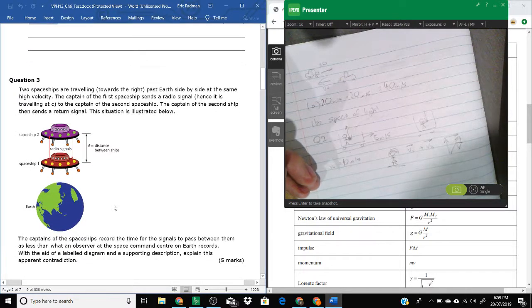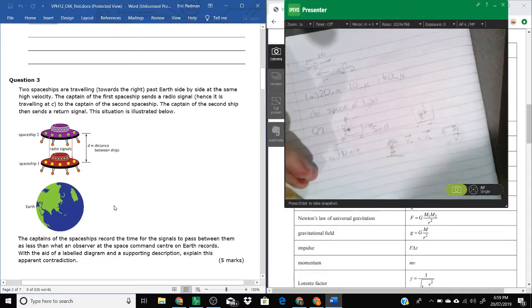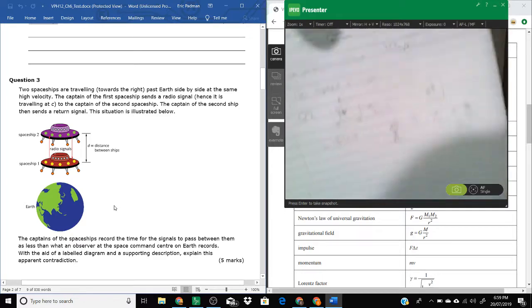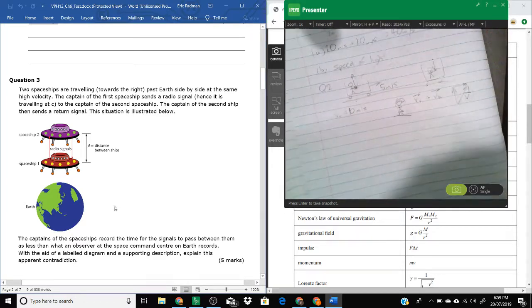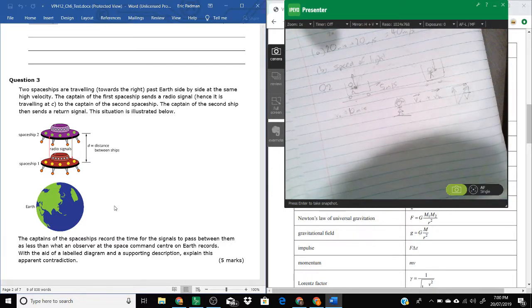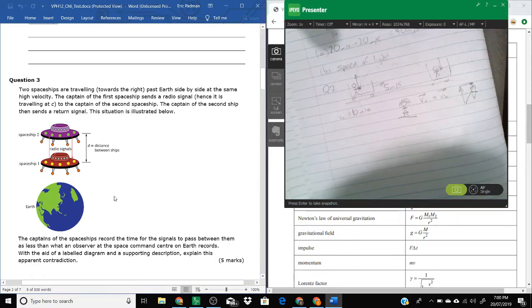All right. So, two spaceships traveling. Let's move on to this one. Two spaceships are traveling towards the right, past Earth, side by side, at the same high velocity. The captain of the first spacecraft sends a radio signal to the captain of the second spacecraft. The captain of the second spacecraft then sends a signal back. The situation is illustrated below.